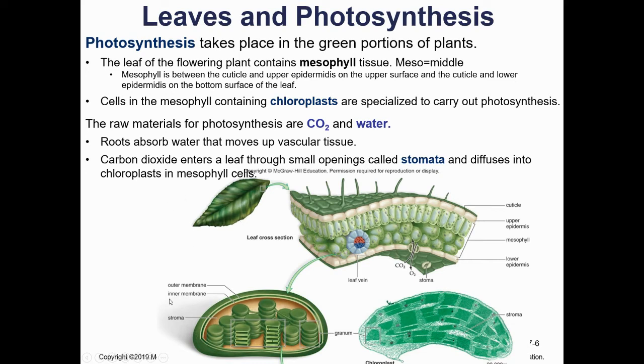So the roots are going to absorb water from the soil, and that's going to move up through vascular tissue, through the leaf veins. So the xylem will bring water up, and then carbon dioxide enters the leaves through small openings. Leaves have little pores, and these are called stomata. Stoma is a Latin word for mouth. So stomata, these little mouths, let carbon dioxide enter, and then that will diffuse into the mesophyll cells, and find its way to the chloroplasts.